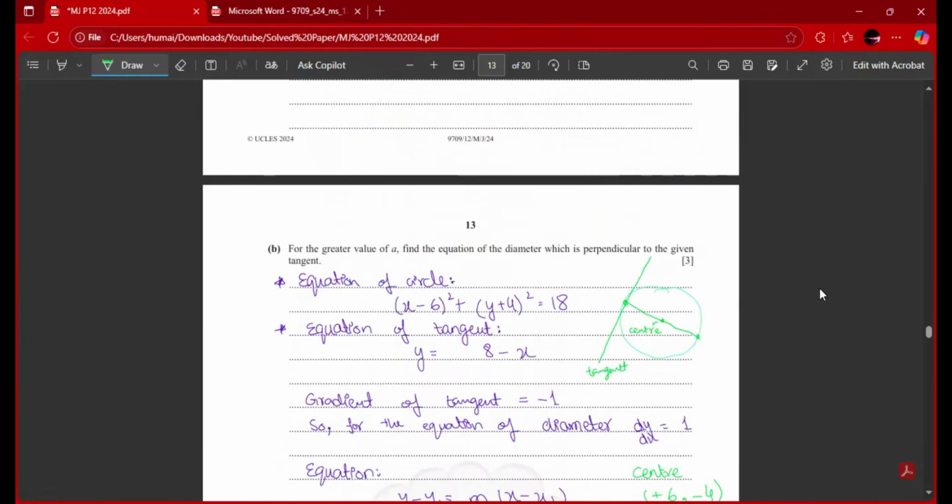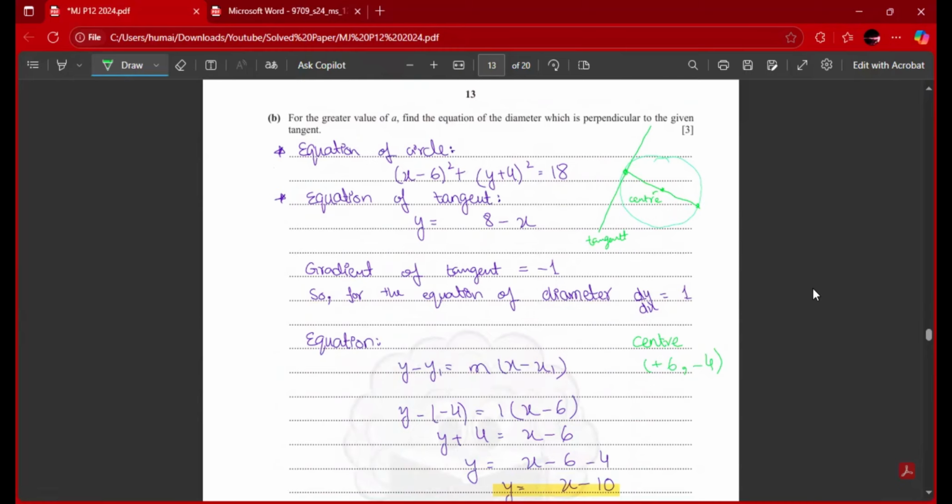Now part B. For the greater value of A, find the equation of the diameter. When these types of questions come, I think it's better to draw a diagram like this. It gives you a little understanding of what you need and what you have. So look, I've drawn a circle.